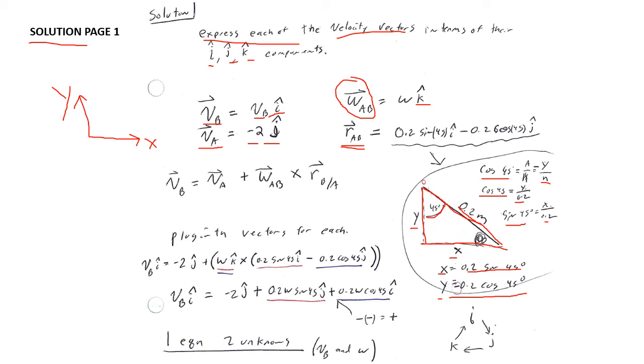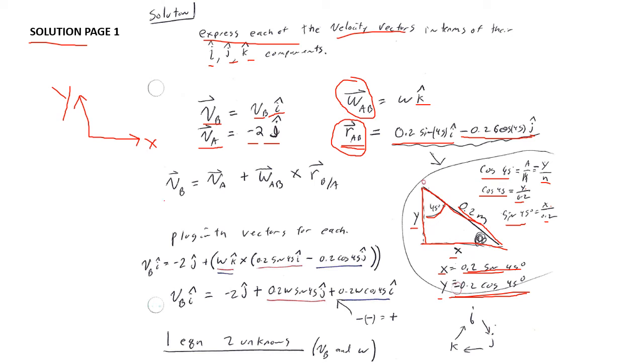We'll plug in our x component here, which is 0.2 times the sine of 45 in our i hat direction from down here. And our y component here is negative 0.2 cosine of 45 from this right here, and that's in our j hat direction. So now we have our position vector for AB.